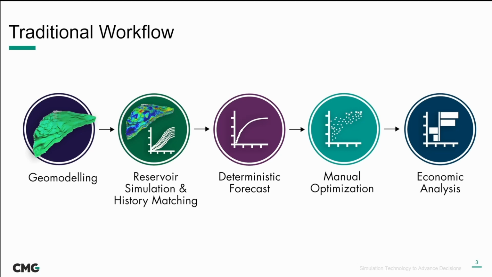and sequential in nature. A geomodel is built and utilized often without much consideration of uncertainty, and a single geological realization is chosen. History matching is based on experience, with the trial and error approach often leading to a single history matched model, which then is used to produce a deterministic forecast. The model may also be optimized manually, again through trial and error, followed by some economic analysis.